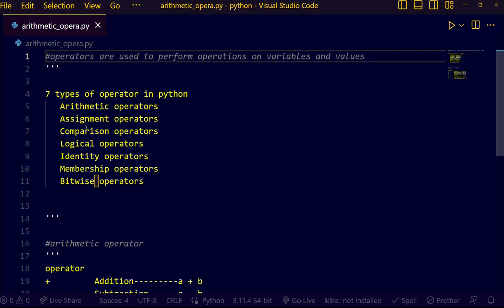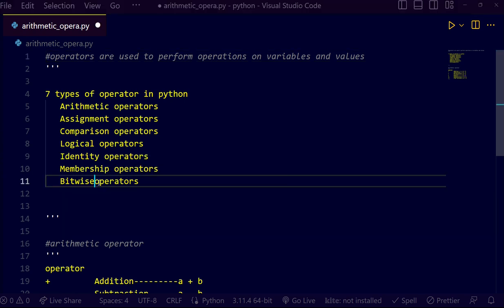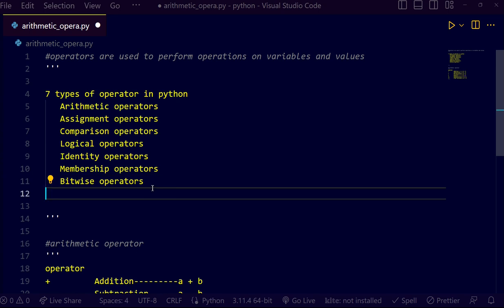In this video we discuss operators. In Python we have seven types of operators. Those are arithmetic operators, assignment operators, comparison operators, logical operators, identity operators, membership operators, and bitwise operators. We'll discuss these operators briefly in next lectures. In this lecture we discuss only arithmetic operators.